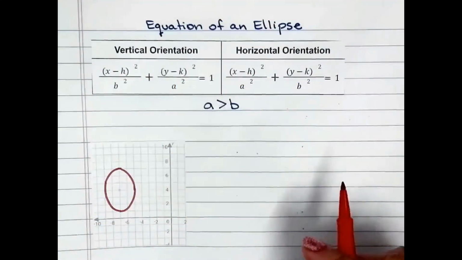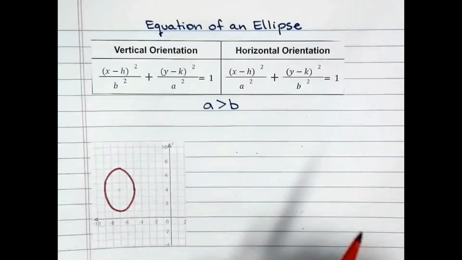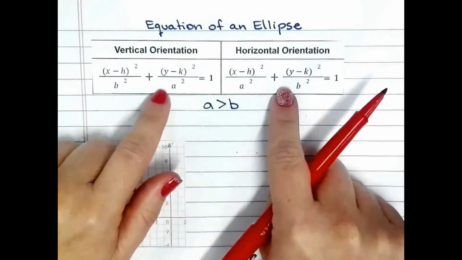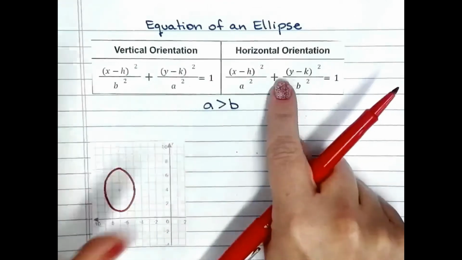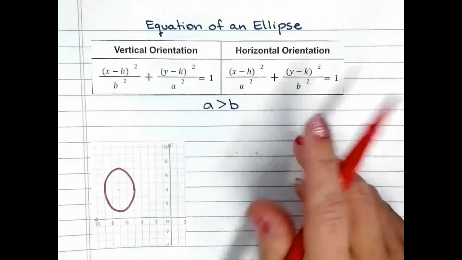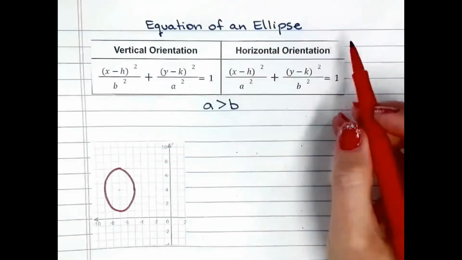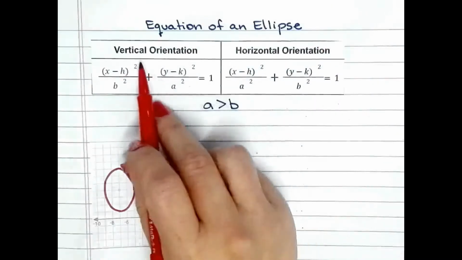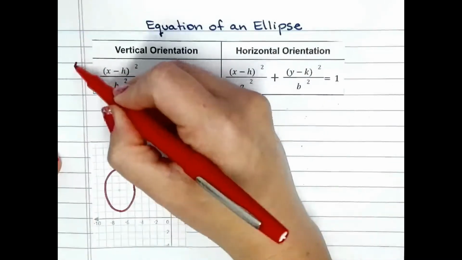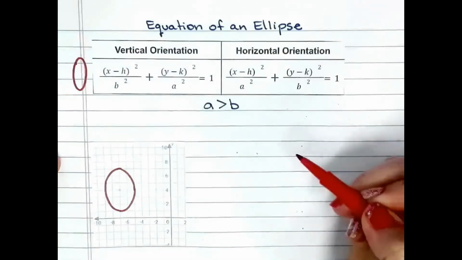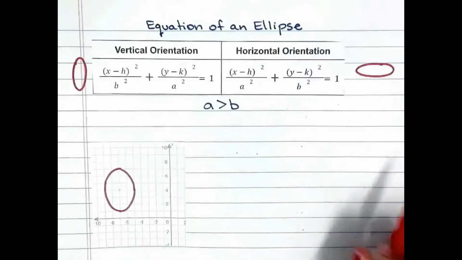Everybody. Today we're going to write equations of an ellipse. We have two examples right here, and here we have the vertical orientation standard form equation and the horizontal orientation. What does that mean? So the ellipse is the shape of an oval, kind of. But then the vertical orientation means that your ellipse will look like this. And the horizontal orientation, your ellipse will look like this.